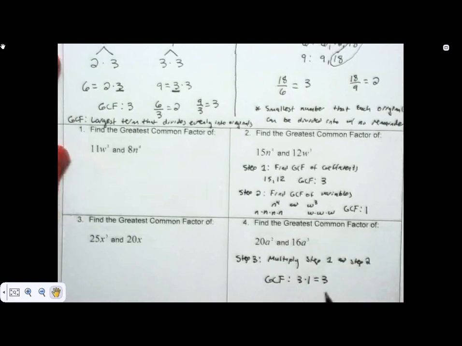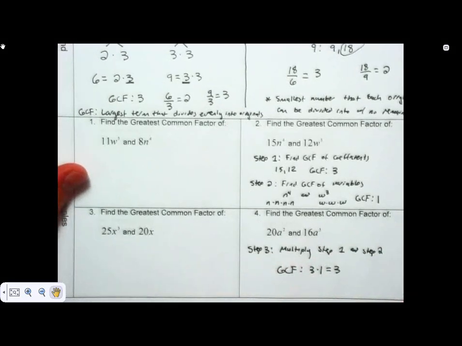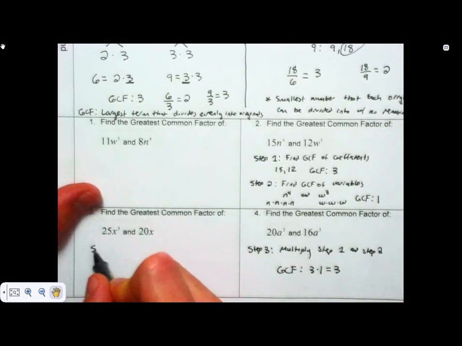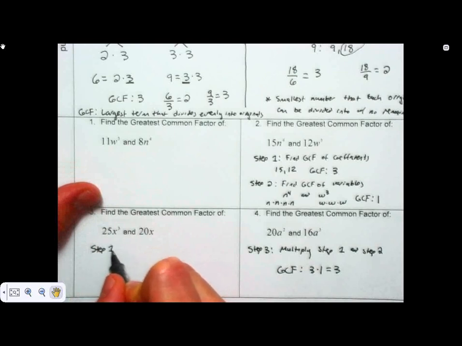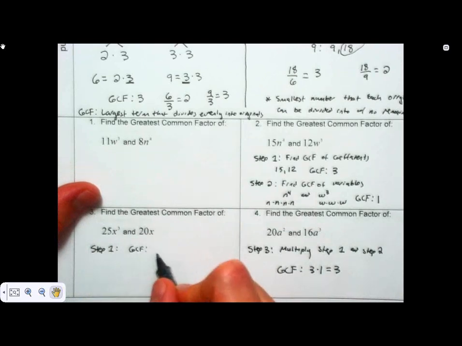Okay, let's take a look at number 3 and see if we can figure that one out. Following the steps, the first step is I'm going to find the GCF of the numbers. Here I've got 25 and 20, and again, I'm trying to think of the largest number that divides evenly into 20 and 25. Well, the largest number that's going to go evenly into both of those is going to be 5.